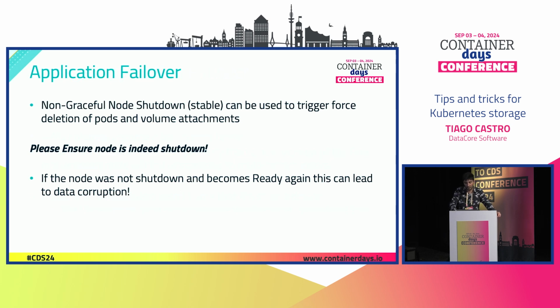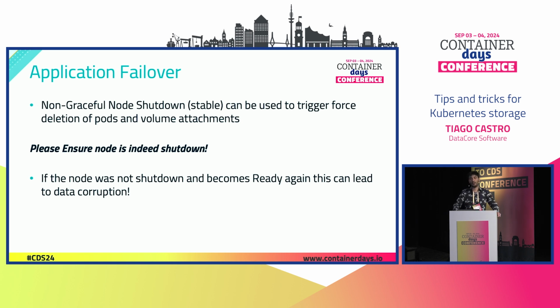So let's have a look at some of the options to help with this failure shutdown mode. There are two different options, graceful and non-graceful node shutdown. Non-graceful node shutdown can be used to trigger a forced deletion of the pods and the volume attachments that are telling Kubernetes that this volume is attached to this particular node. If you do that, you can get around the issue and recreate your pods on a different node. But please be careful and ensure that the node is indeed shut down.